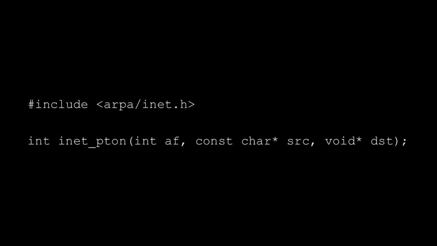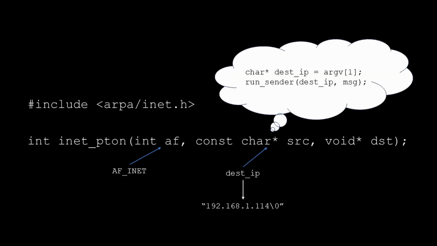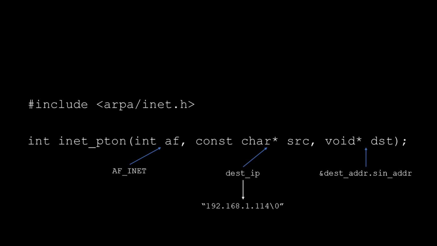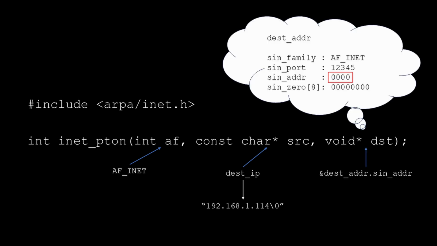There is a particular function for converting a null-terminated IP address string to its binary representation, then storing it to the desired destination. The first parameter of the function is the address family. Again, I put IPv4 in here. The second parameter is the pointer to the null-terminated IP address string, for which I put the pointer to the first command line argument passed down to this run_sender function. The third one is the pointer to the buffer where the binary representation will be stored.